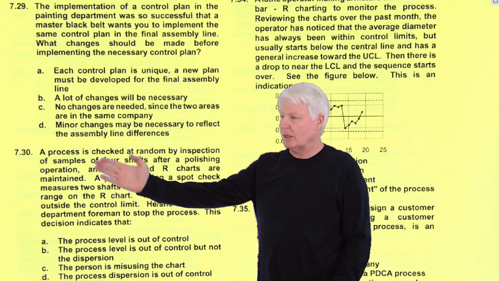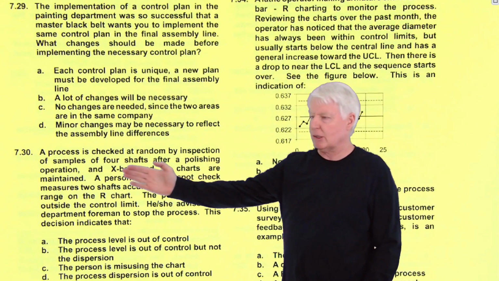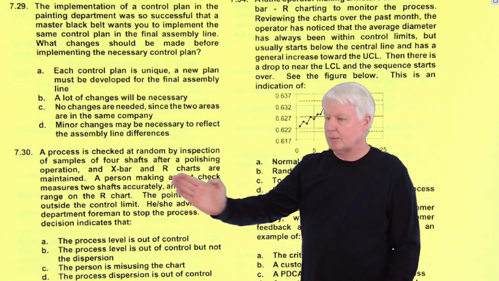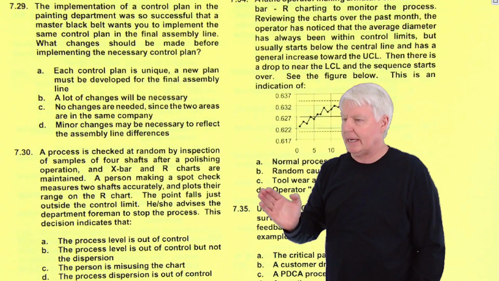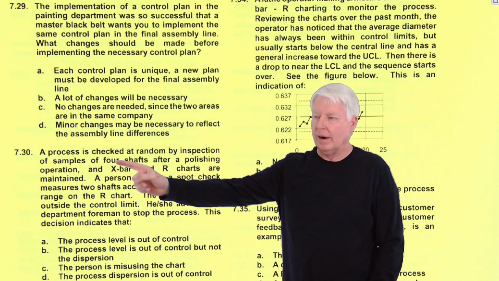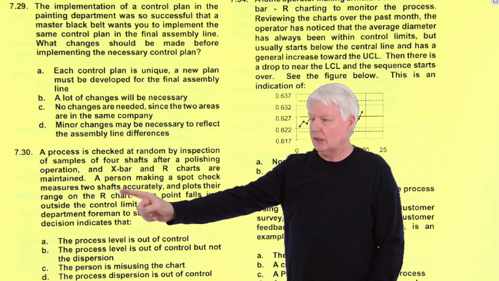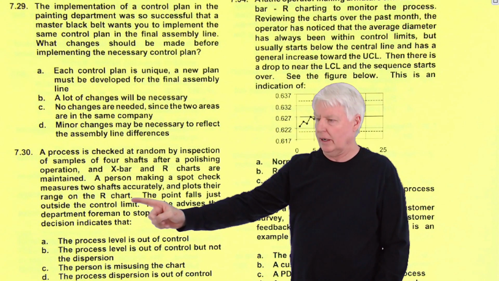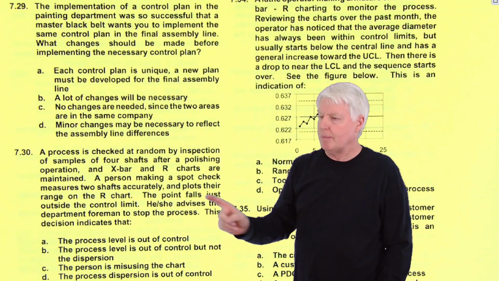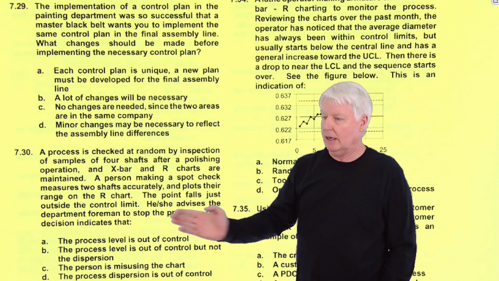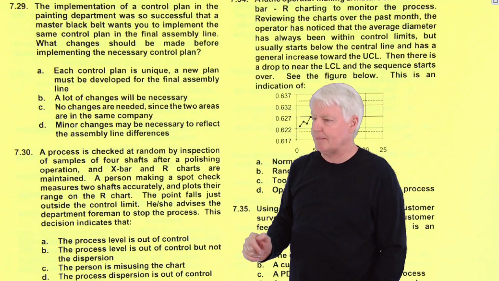All right, question 30. A process is checked at random by inspection of samples of 4 shafts after a polishing operation. The X bar and R charts are maintained. A person making a spot check measures how many shafts? 2. And what was the chart designed for? 4. So they have already made a mistake. 2 shafts accurately, and plots their range on the R chart. Okay? The point falls just outside the control limit. Okay, this is a tricky one. He or she advises the department foreman to stop the process.